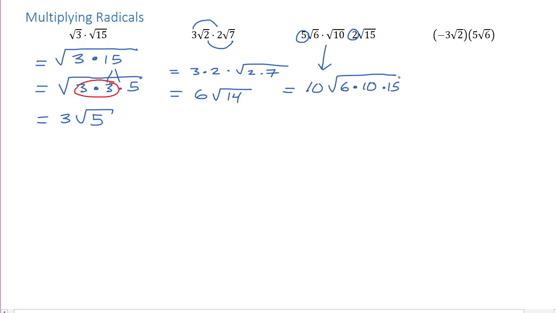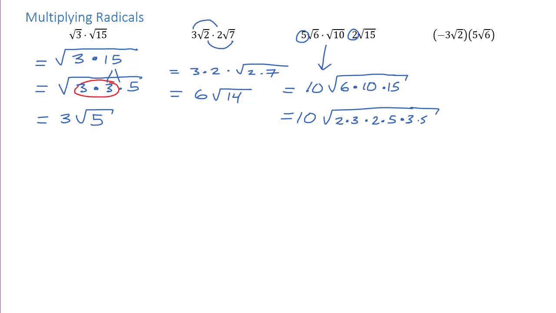Now, we can prime factorize each of these numbers. So let's break them down to prime factors, and then let's look for pairs. So 6 can be broken down to 2 times 3. 10 can be broken down to 2 times 5. And 15 can be broken down into 3 times 5. So it looks like we actually have 3 pairs of numbers because we have a pair of 2's, a pair of 3's, and a pair of 5's. So in other words, everything can come out of the square root.